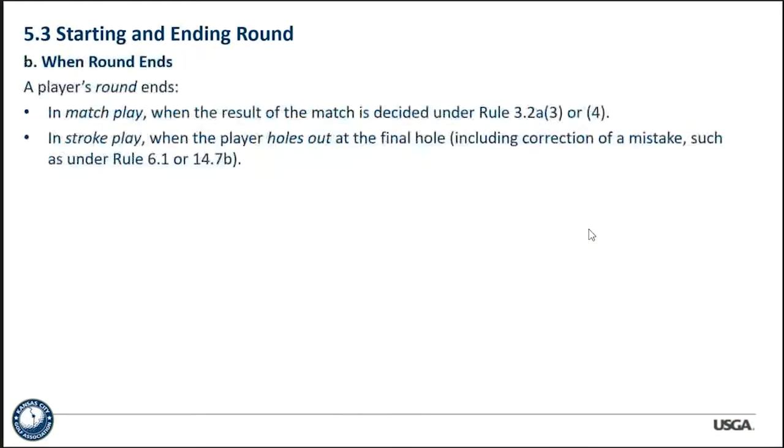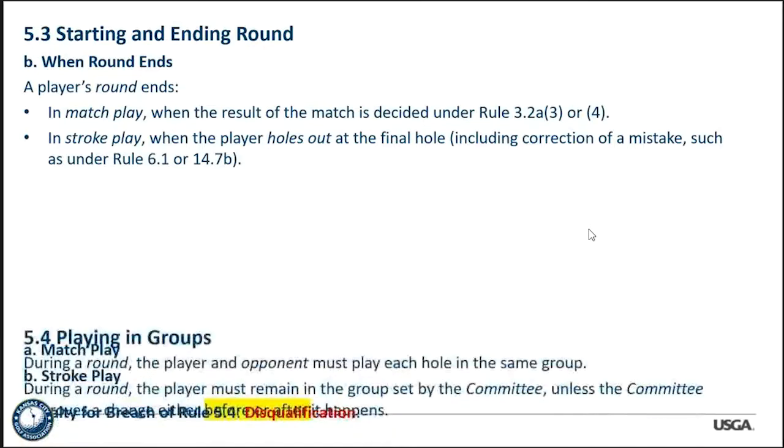All right, so we've got a round going. When does it end? In match play, when the result of the match has been decided, however the committee decides it's going to be, whether it's posted on a board or turned into the pro shop or whatever that situation is. As soon as that result is final, the round ends for that match. In stroke play, when the player holds out on that final hole, which includes any corrections. So if the player holds out on that final hole but still has a ruling that has to be resolved, his round isn't over until that ruling is resolved. That's what that means right there.